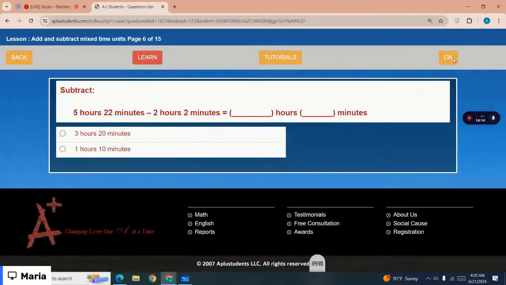5 hours, 22 minutes minus 2 hours, 2 minutes, which is the correct option? That is 3 hours and 20 minutes. Option number one is the correct option. Very good.